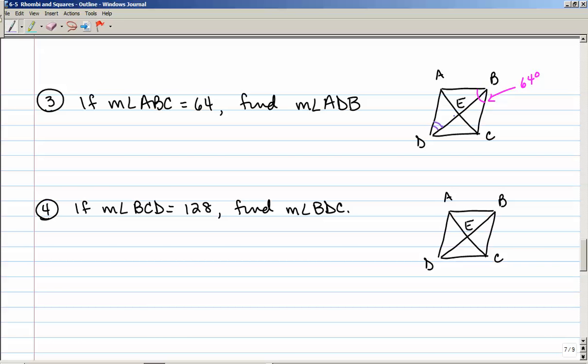But I also know that the diagonals bisect the angles. So the measure of angle ADB is going to be 1/2 of the measure of angle ABC. Because ABC is the large angle, that's the same as the measure of angle ADC, and this diagonal cuts ADC in half, so the measure of angle ADB is going to be 1/2 of 64, or 32 degrees.